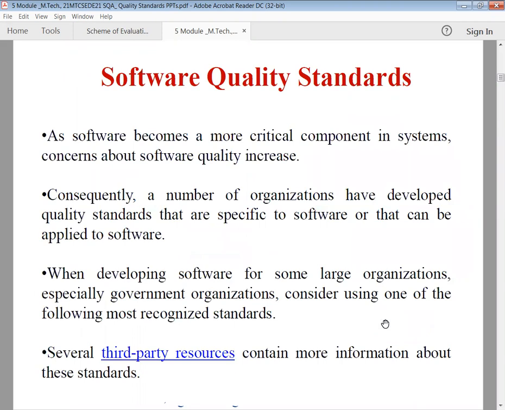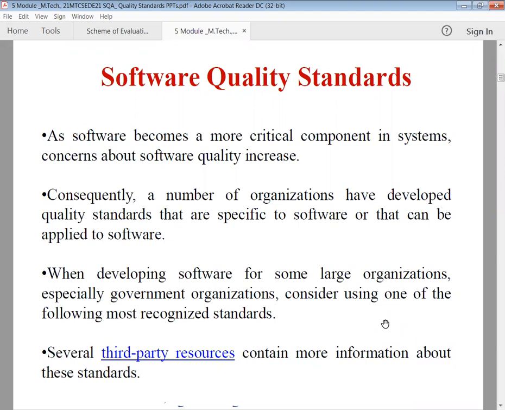Now, what is a software quality standard? Software becomes a more critical component in systems, so concerns about software quality increase. The software should be of good quality, and its standard should be maintained. So we go for quality standards. Consequently, a number of organizations have developed quality standards that are specific to software or that can be applied to software. Depending upon the software they are creating, they follow different standards.